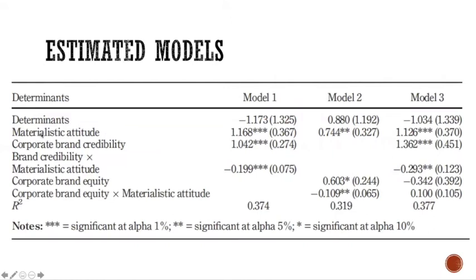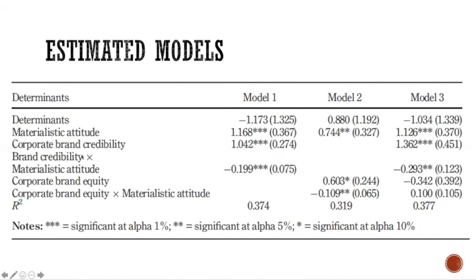Okay, materialistic attitudes show significance in three models. We use three models. The first model involves all variables. The second, we ignore brand credibility and materialistic attitudes. Let's take a look at model one. Materialistic attitude has a significant impact in three models. Corporate brand credibility is significant in model 1 and model 3.